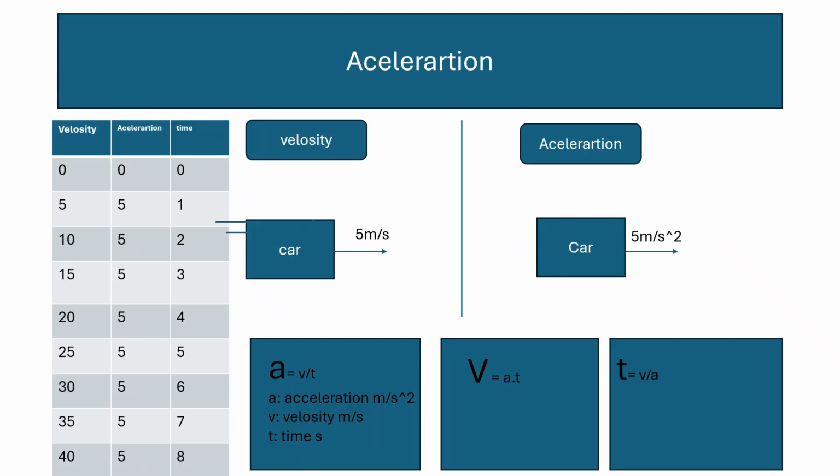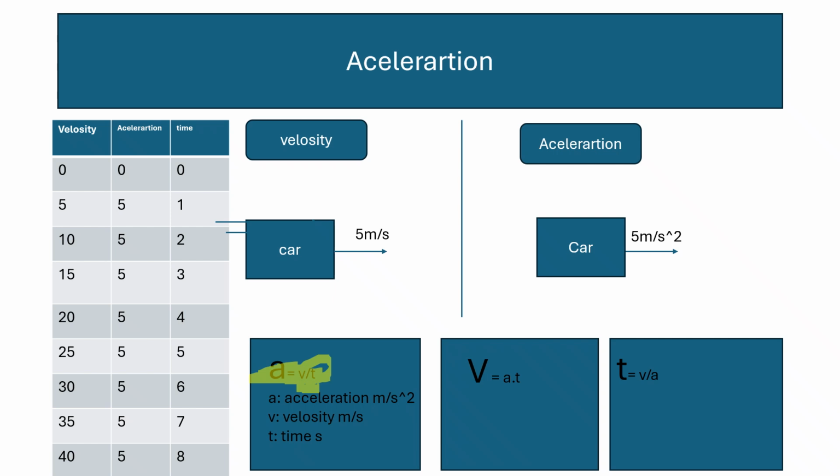Next we're going to move to acceleration. What's the difference between acceleration and velocity? Velocity is how fast the object is moving per second. This car moves at 5 meters per second. This car moves at 5 meters per second squared. So what's acceleration? Acceleration is a change in velocity over change in time. This is acceleration. It's how much the velocity changes per second.